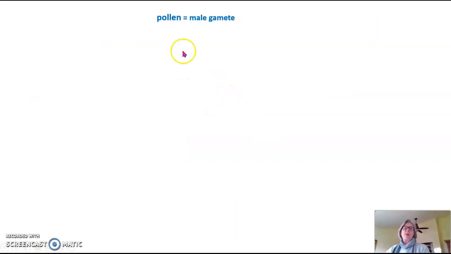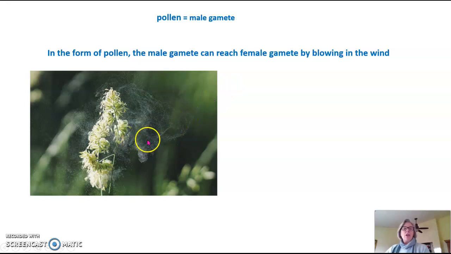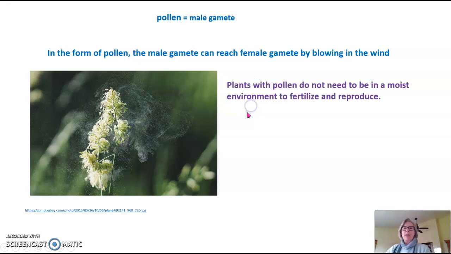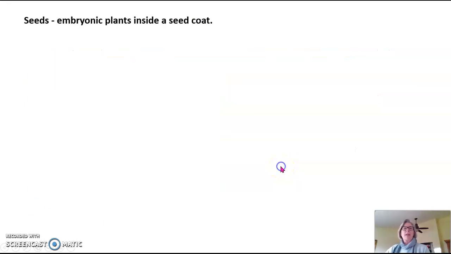So the first adaptation I want to talk about is pollen, and that's the male gamete. So in the form of pollen, the male gamete can reach the female gamete by blowing in the wind. You can see in this photograph here, these are pollen grains that are being blown from this flower. And those pollen grains are the male gamete in search of a female gamete to fertilize. Plants with pollen don't need to be in a moist environment to fertilize and reproduce. And this was a huge adaptation that allowed plants to move far inland, away from moist environments.